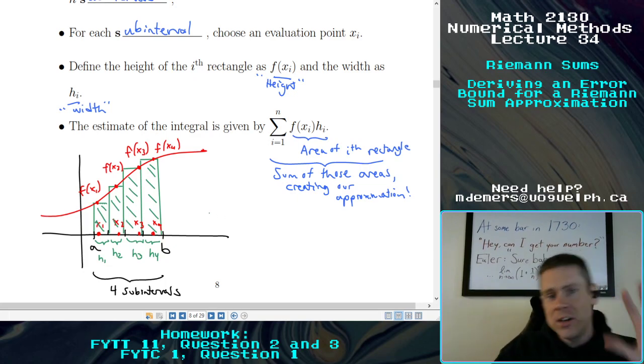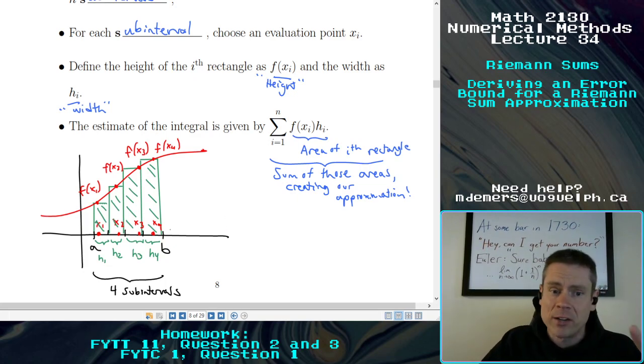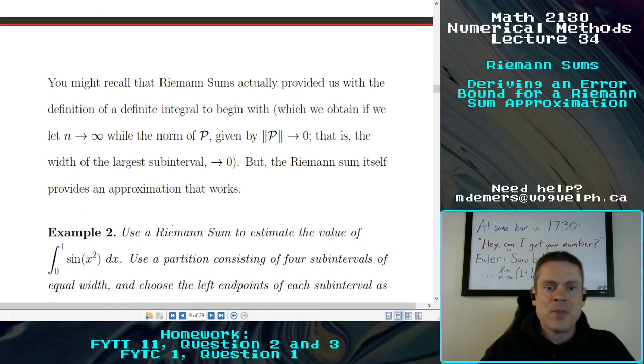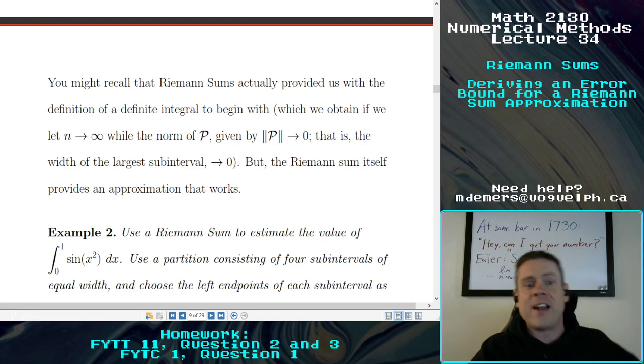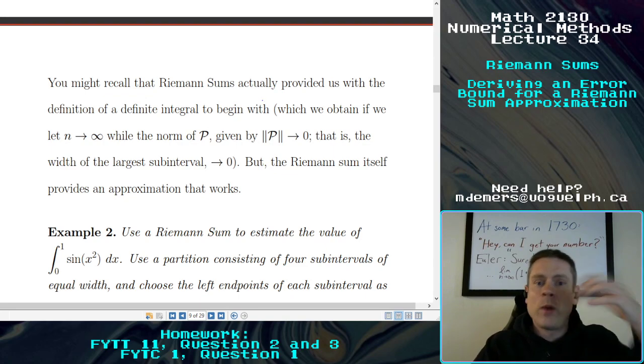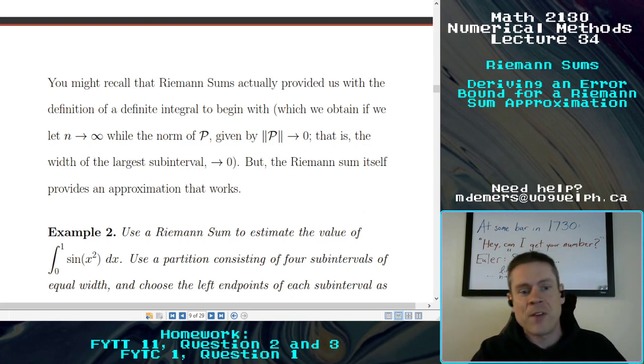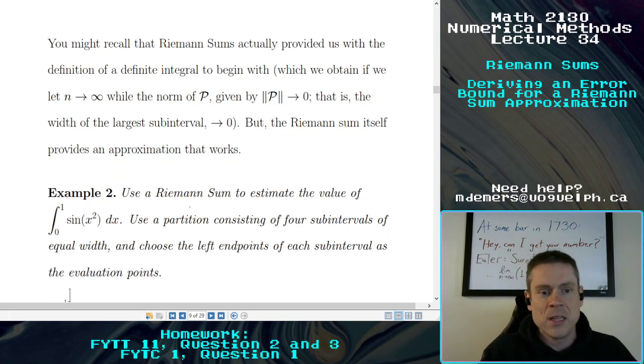So that should be a good little review of how this works. And hopefully this brings back memories of first year, happy memories. This is just a little bit of a recollection here, but Riemann sums did actually provide us with the definition of a definite integral to begin with. If we take that limit as the number of rectangles increases to infinity, while the width of the largest rectangle goes to 0. The Riemann sum itself, however, provides an approximation that works.